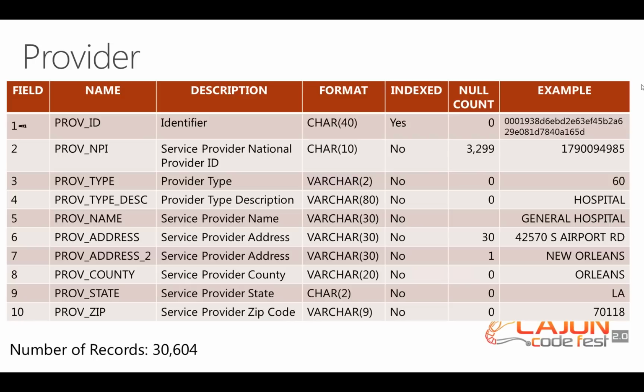The provider type will describe what type of provider they are, whether it's a physician, a hospital, a facility, a home health agency, a nurse, whatever it might be, with appropriate descriptions, and also you'll find the name, address, state, and zip. I want to point out that you'll notice there are two provider addresses, provider address and then the provider address 2.